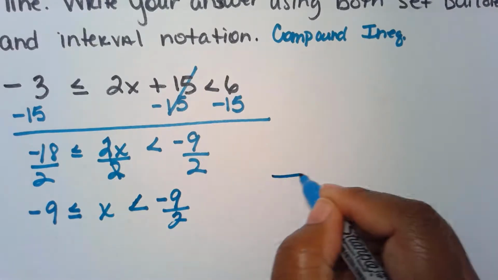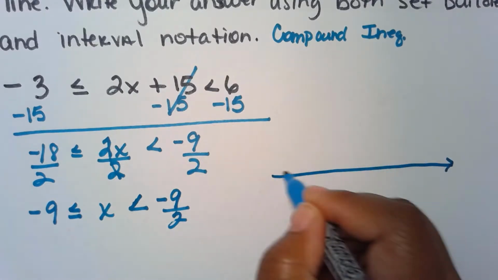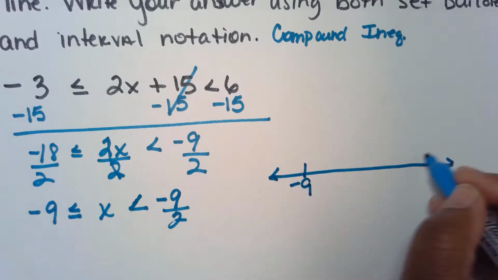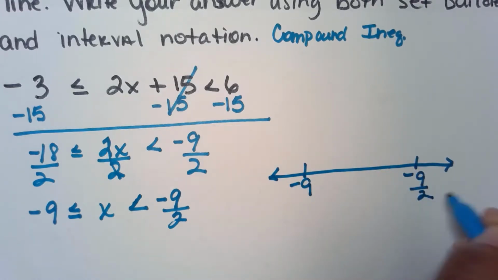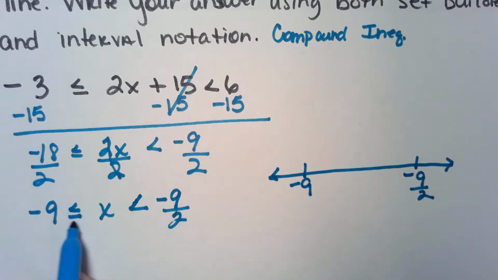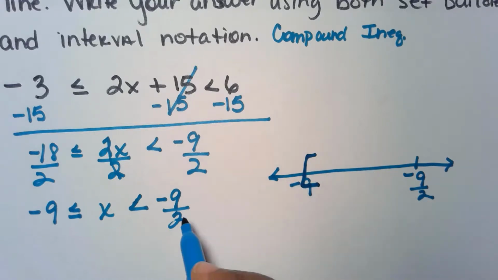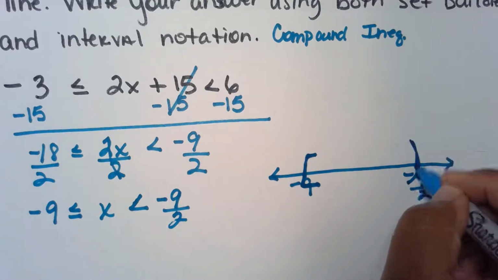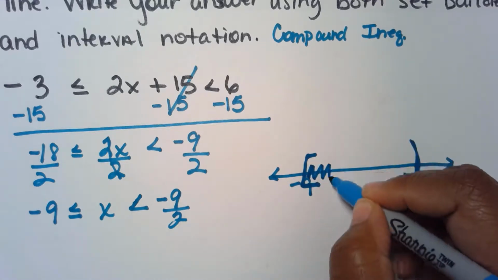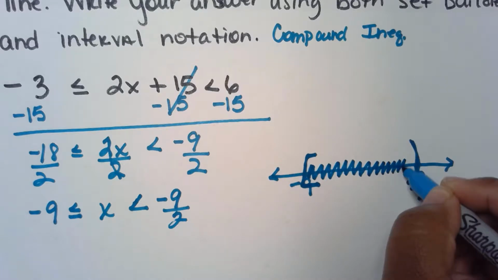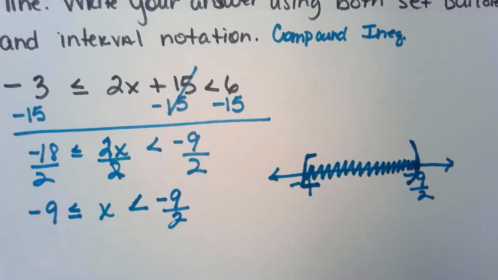So when we graph it, make sure you label your number line in numerical order. At negative 9, you have less than or equal to, so we're going to use a bracket. At negative 9 over 2, we have less than, so you're going to use a parenthesis. And then we're going to shade everything in the middle. This is what it looks like on a number line. These are all the possible solutions between negative 9 and negative 9 over 2.